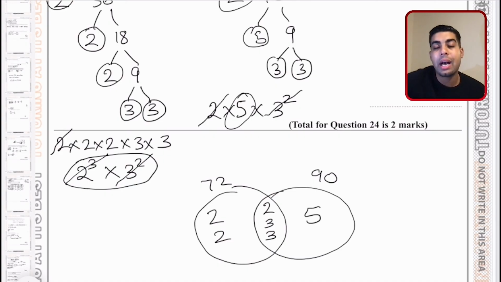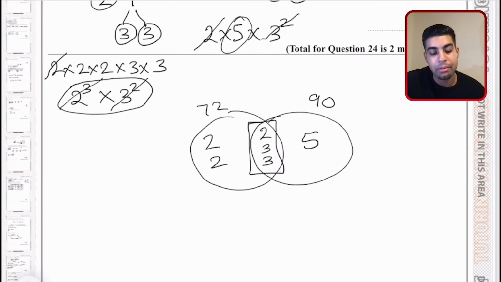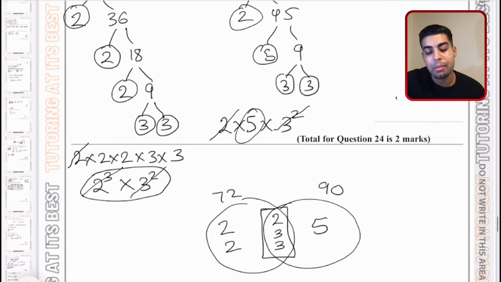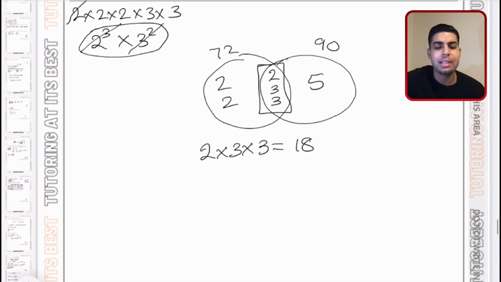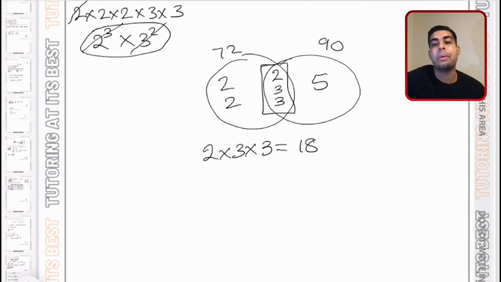So in order to find out our highest common factor, we always have to take the intersection, and that is the middle. And that is what 72 and 90 share. And we simply go ahead and multiply that out. So we have 2 times 3 times 3, which gives us 18. So now we know our highest common factor is going to be 18. But let's take this one step further. What if we are asked now to work out the lowest common multiple, and that's the LCM?